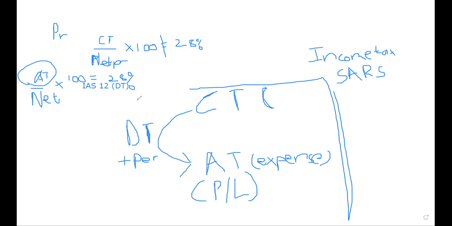So it's not the statutory rate, right? Why is it higher or why is it lower than the statutory rate? It is because of the permanent differences. That's why we don't get to that amount, right?